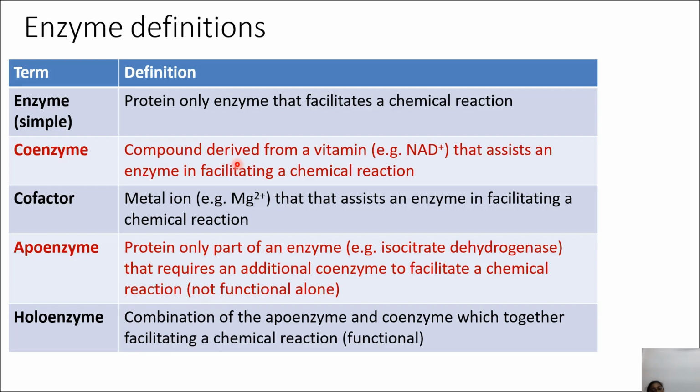So many vitamins act as coenzymes, like B vitamins. An enzyme is something that can facilitate a chemical reaction. A coenzyme is a compound derived from a vitamin, like NAD+, nicotinamide adenine dinucleotide, that assists an enzyme in facilitating a chemical reaction. A cofactor is a metal ion like magnesium 2+ that assists an enzyme in facilitating a chemical reaction. An apoenzyme is the protein-only part of the enzyme, like isocitrate dehydrogenase, that requires an additional coenzyme to facilitate the chemical reaction. A holoenzyme is the combination of the apoenzyme and coenzyme, which together facilitate a chemical reaction.